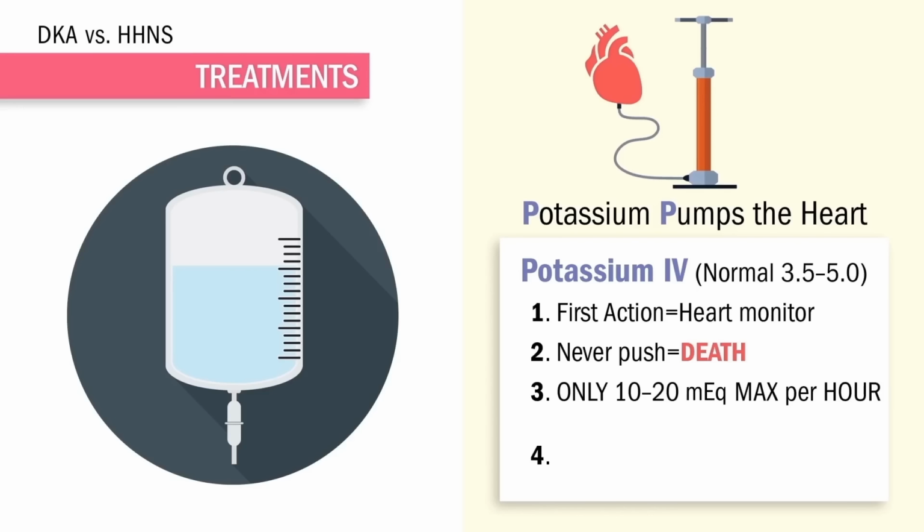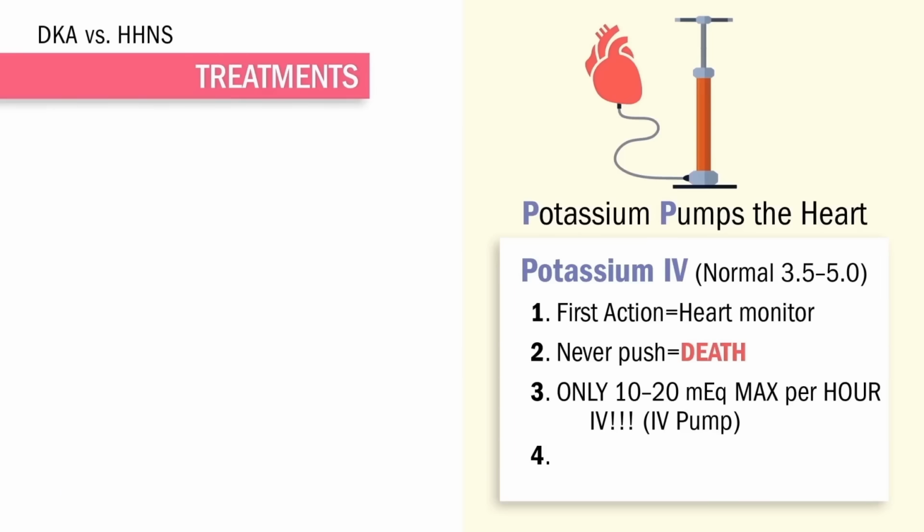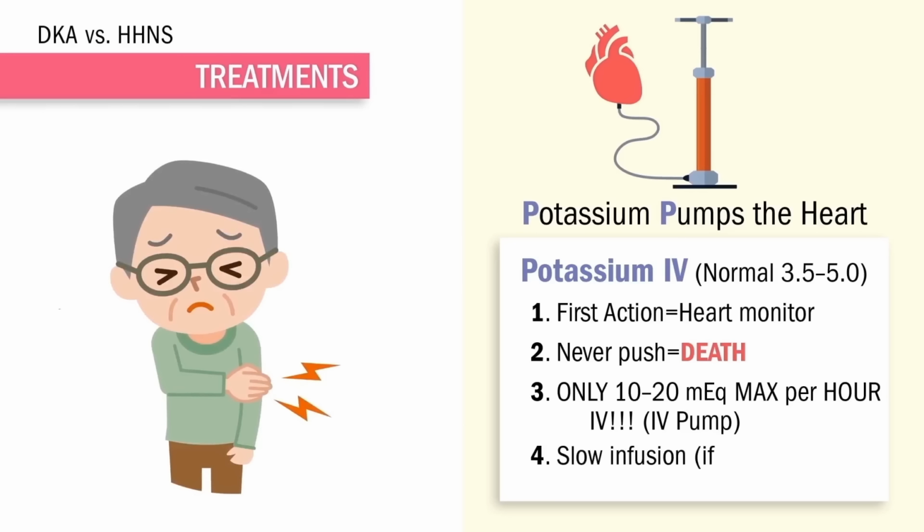And lastly, we always put potassium on an IV pump. Never a solo drip, guys. It's too risky. And as always, slow the infusion pump if the arm starts burning, which is pretty common.